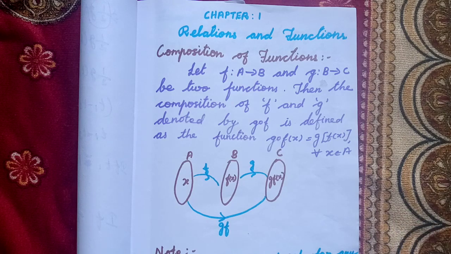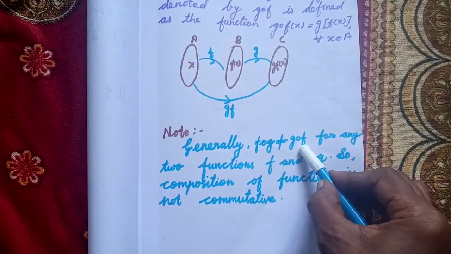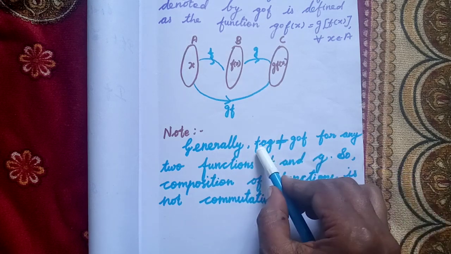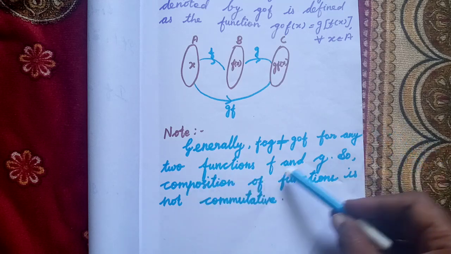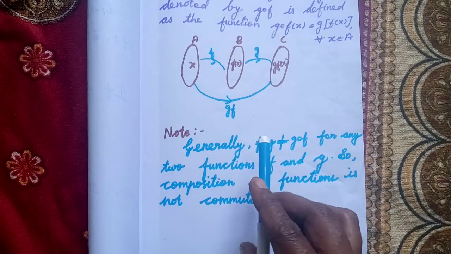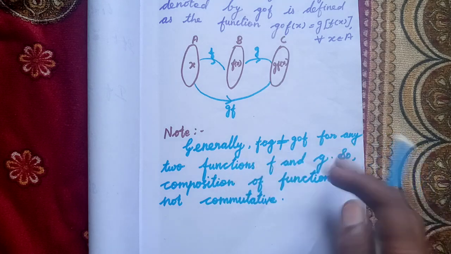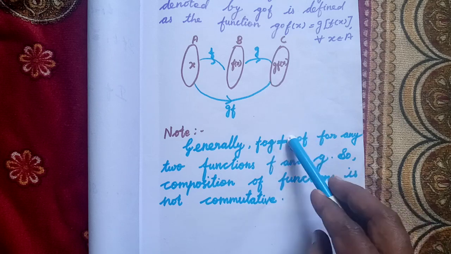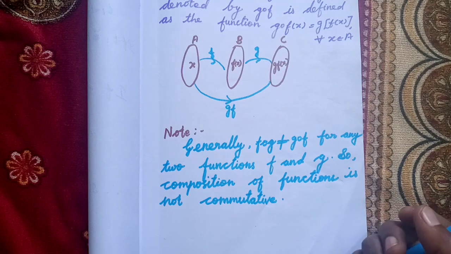Okay, generally this g composite f is not equal to f composite g. f composite g is not equal to g composite f for any two functions f and g. So composition of function is not commutative. Sometimes it will be equal. Generally it is not equal, but in some problems it will be equal.